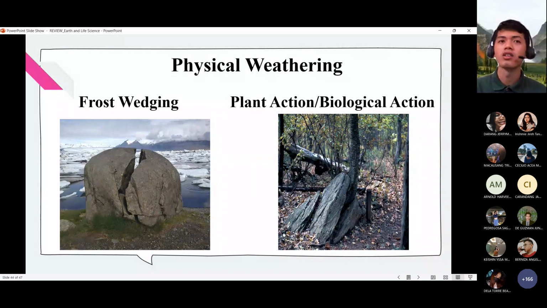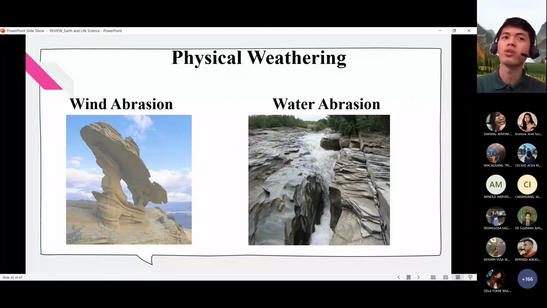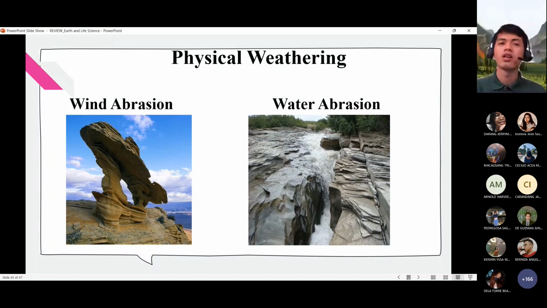We also have here, aside from frost wedging, wind abrasion. Take note, the agent po dito is the wind. Okay, yung wind, nagdadala po yan ng mga sediments. Then, for example, na-hit niya yung structure na to. So, ang mangyayari, of course, na-disintegrate or nababawasan yung mga rocks nitong formation na to. So, there is an abrasion happening.